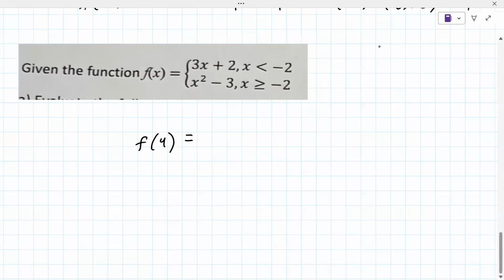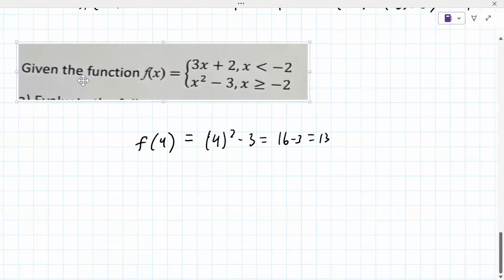So it would go in the second one. Agreed. So 4 times 4, 16. So 13. Just 13, right? That is correct. It is 4 squared minus 3. 16 minus 3 is 13. That's it.